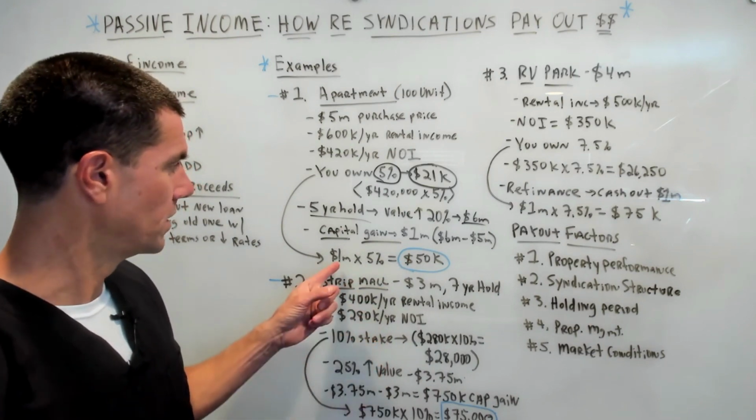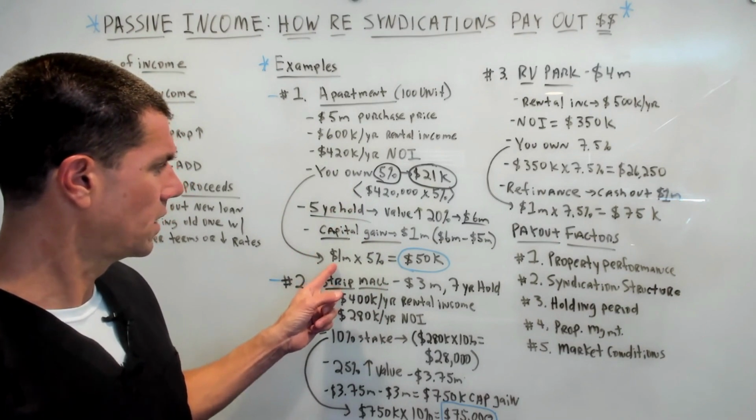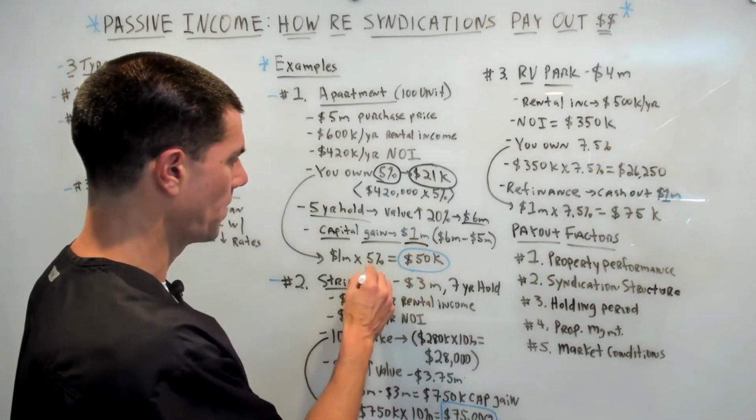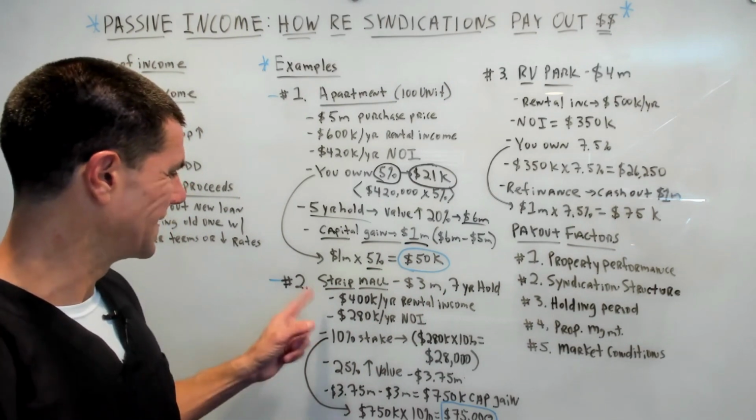How did I get that? Well, basically, I took the $1 million from the capital gain. Because you own a 5% stake, you take this $1 million, multiply it by 5%, that gives you the $50,000. All right, let's move on to example number 2.